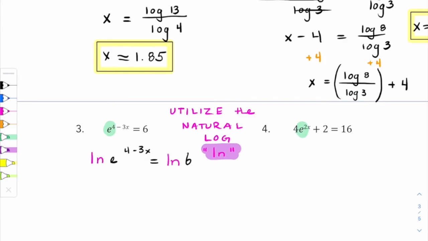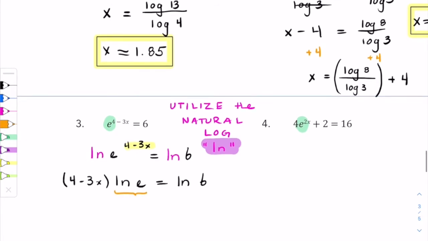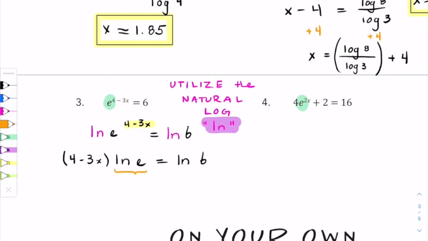We could rewrite this as our coefficient, 4 minus 3x multiplied by ln of e is equal to ln of 6. Now recall right here, we did this in the last lesson. ln of e is the same thing as log base e of e, and that becomes a property. So this is one more thing we're adding in here. I know it's kind of a lot, but you do have to recognize that. So log base e of e is equal to 1. And you're going to notice this on almost every problem that has a value of e. That's why you're using the natural log.